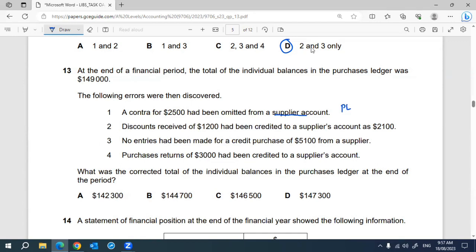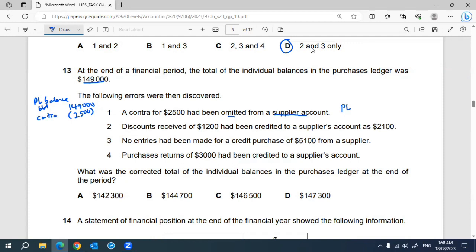Okay, so we start off with the purchase ledger original balance, which was 149,000. Now, a contra for 2,500 had been omitted from a supplier's account. So this was supposed to have been deducted, but it was not done so because of the word omitted. So we need to deduct 2,500. Okay, so this being the contra.